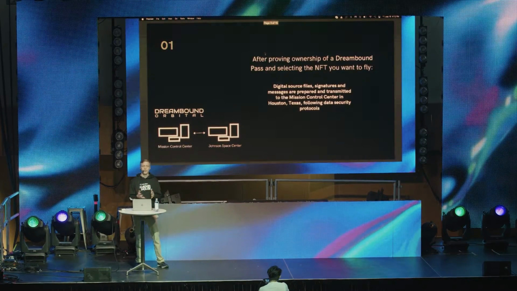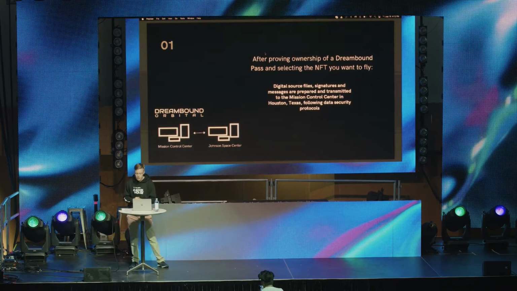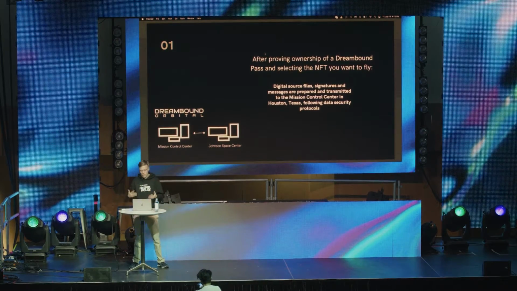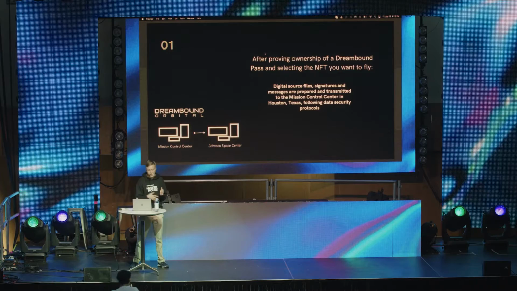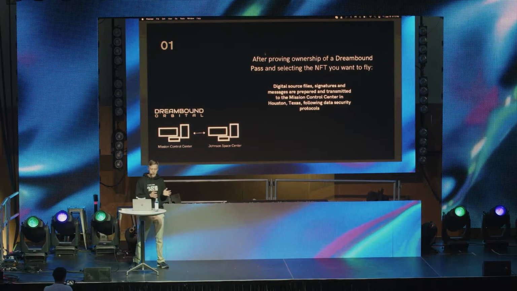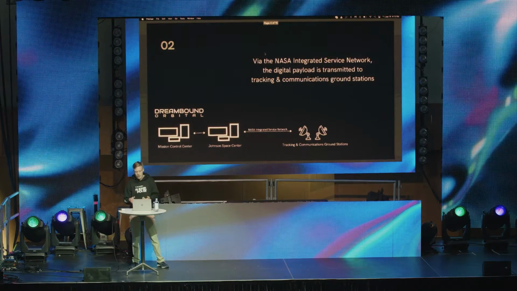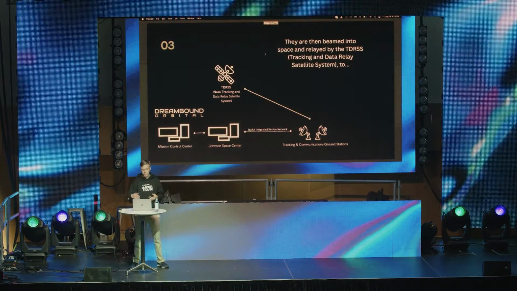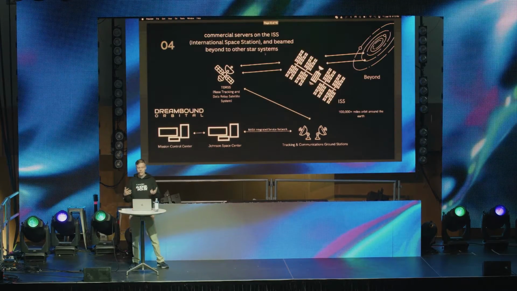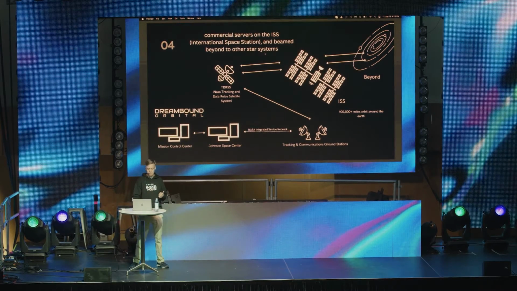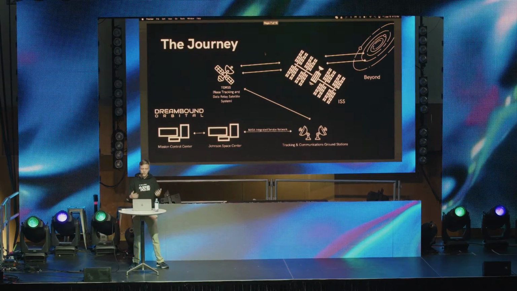So first, it's mission control. So we're going to be doing a live stream from Houston Mission Control. So that's going to be where we're actually going to be pressing the button to actually send the NFTs off to space. And from there, it goes to the Johnson Space Center because they have the direct link with NASA and their ground satellites, where it gets sent to more satellites in space. And then finally, the ISS, and then beyond. So that is the journey in a nutshell.